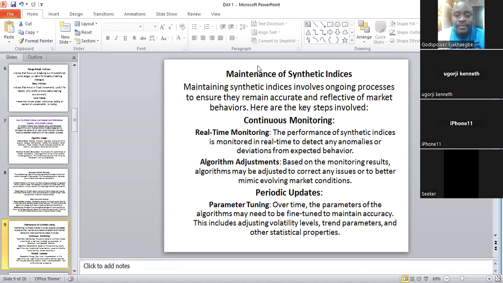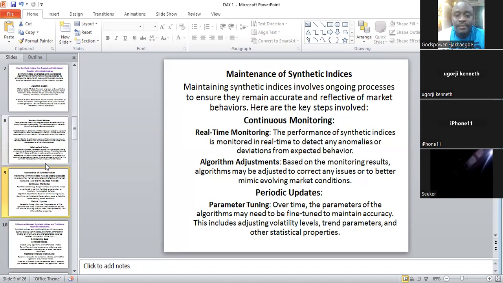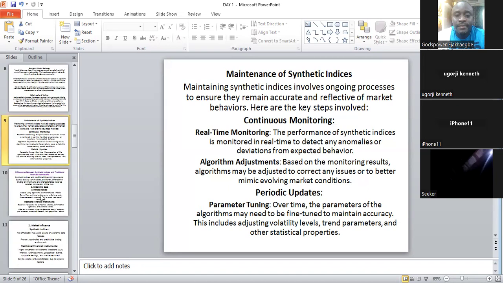Now, this constant monitoring I'm talking about, they are always watching what is happening. Periodic updates. Over time, the parameters of their array need to be fine-tuned to maintain accuracy. They include adjusting volatility levels, trend patterns, and other statistical properties. So all these things are ways that these things can be maintained.